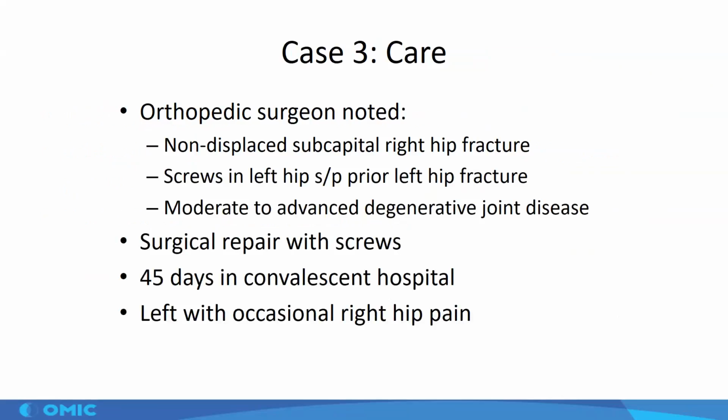We hired an orthopedic surgeon as an expert. He noticed that the patient had a non-displaced subcapital right hip fracture, so she did sustain, again, a serious injury. However, he also noted she had screws in her left hip, showing that prior left hip fracture that had been surgically corrected. He also noticed moderate to advanced degenerative joint disease. The patient underwent surgery and spent 45 days in a convalescent hospital. She had persistent occasional right hip pain after her surgery.